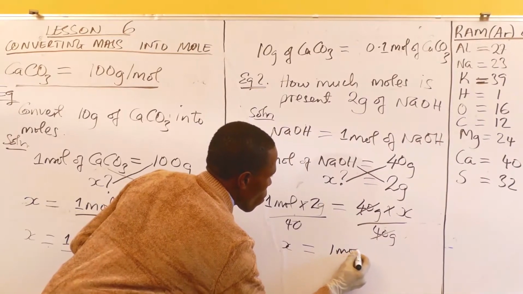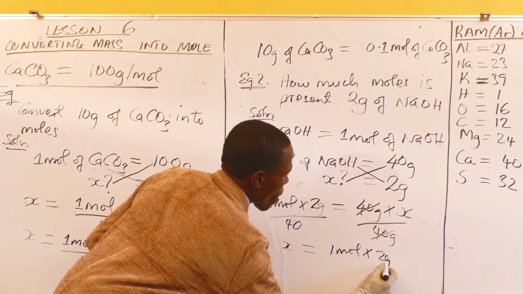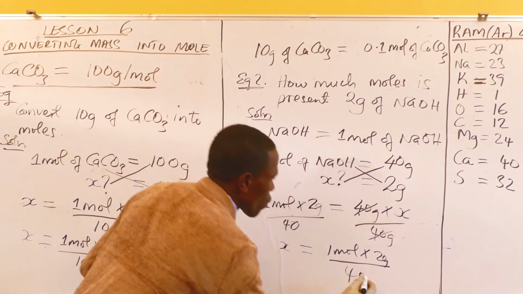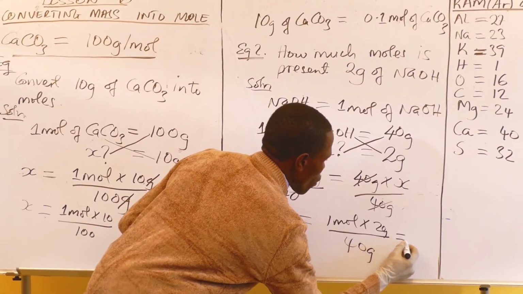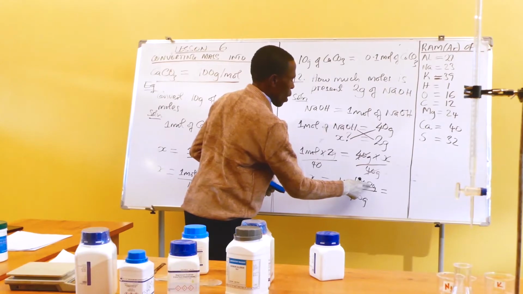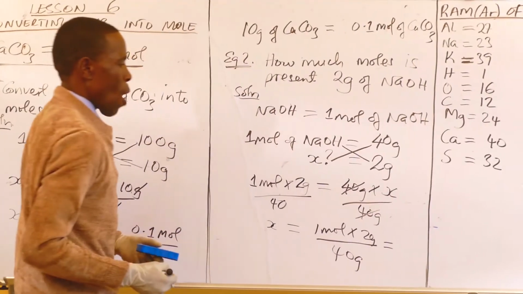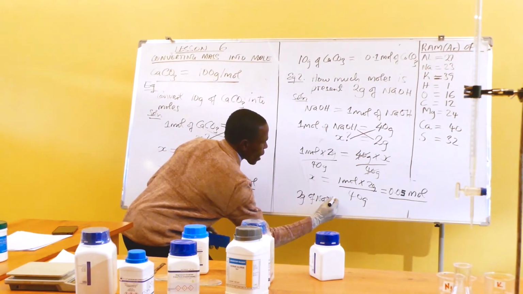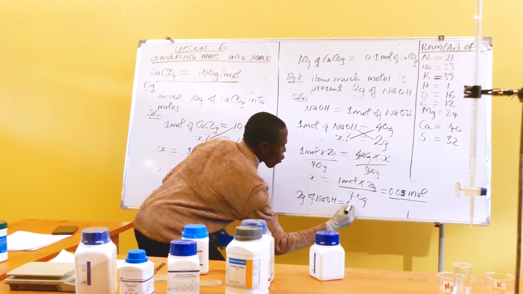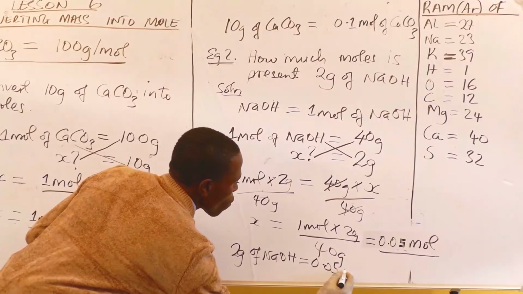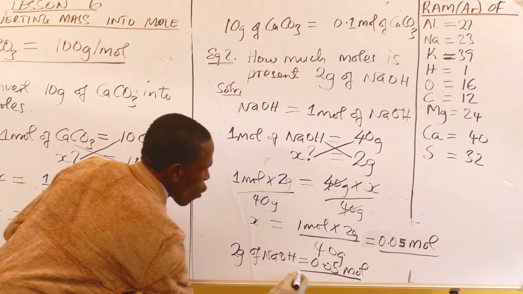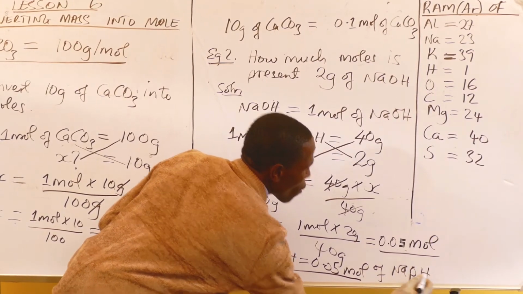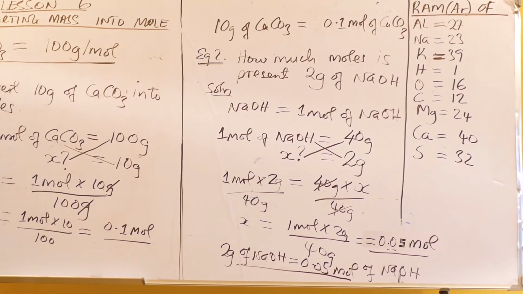1 mole times 2 grams over 40. When you divide, how much do you get? 2 grams of sodium hydroxide equals 0.05 moles of sodium hydroxide. So that is the meaning.